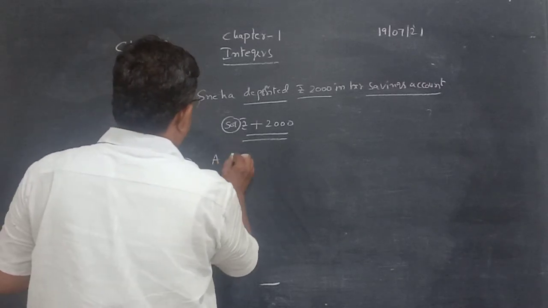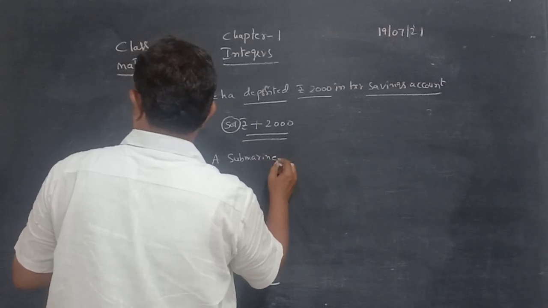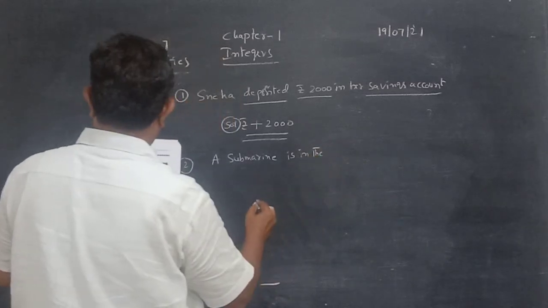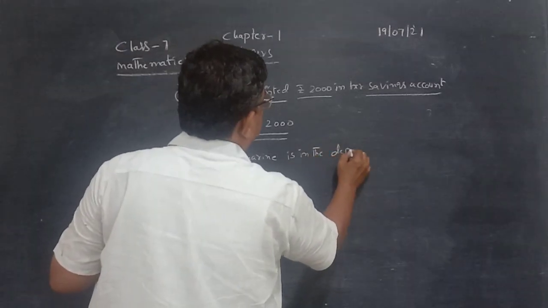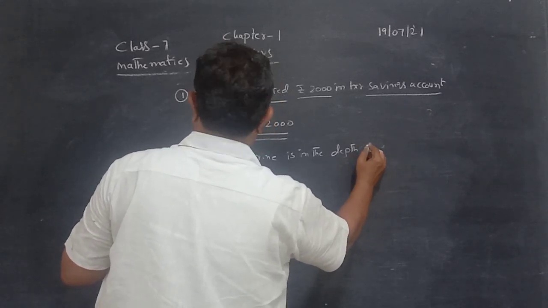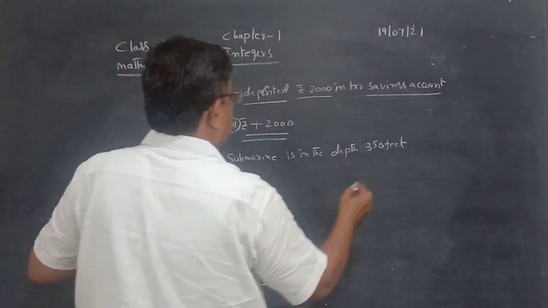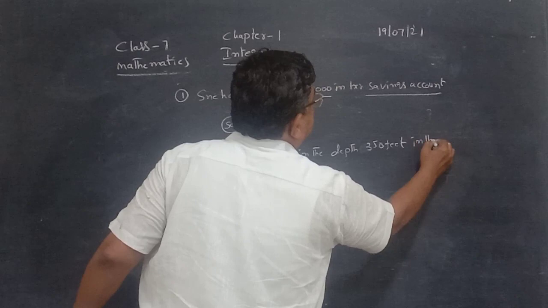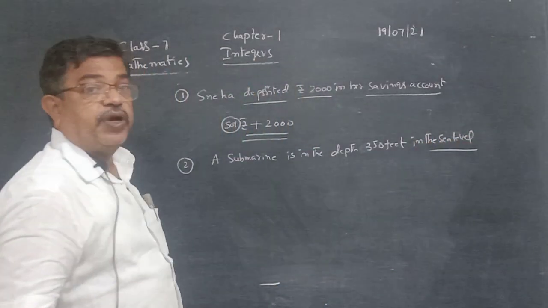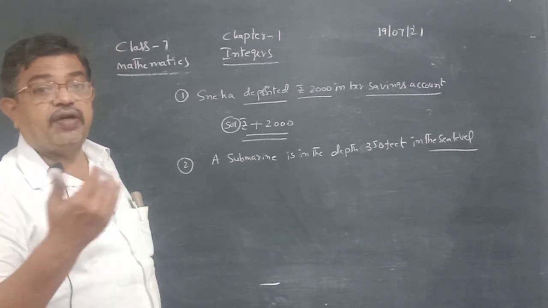A submarine is at a depth of 350 feet in the sea level. So submarines will go under the water. They go very deep in the water and there the submarines will move.